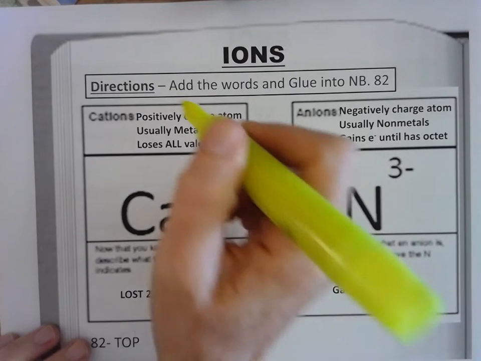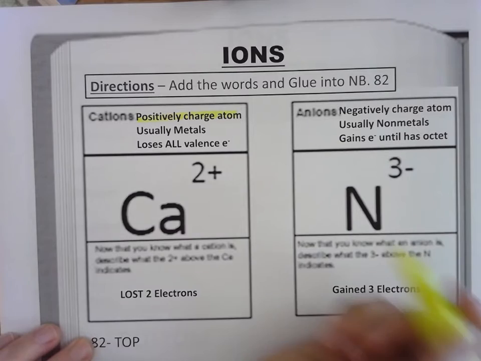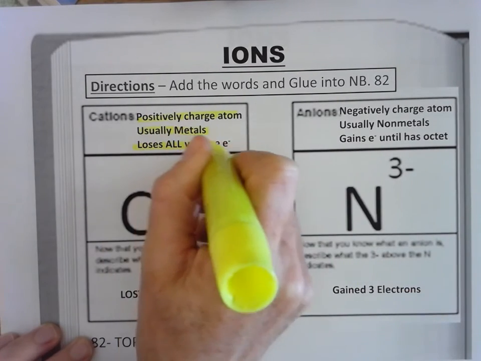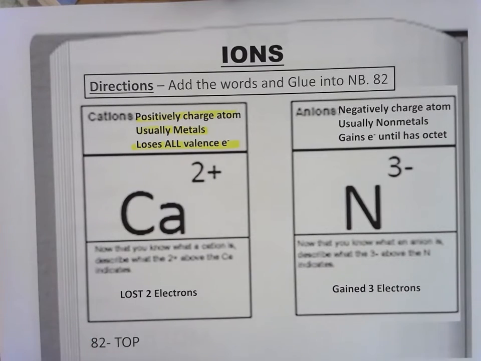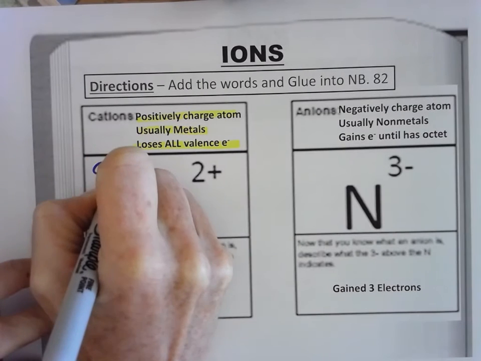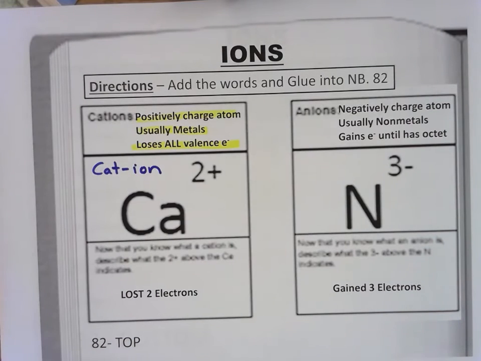Cations are positively charged atoms. They are usually metals, and they lose all their valence electrons. It is pronounced cation, so you want to separate the word right here, cation. Let's take a look at this calcium and see how they got a +2 charge.